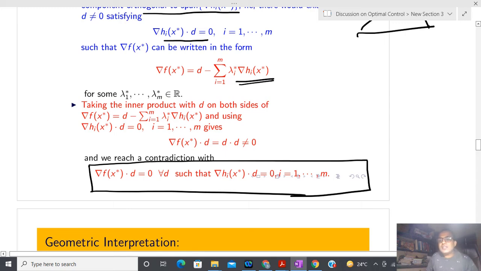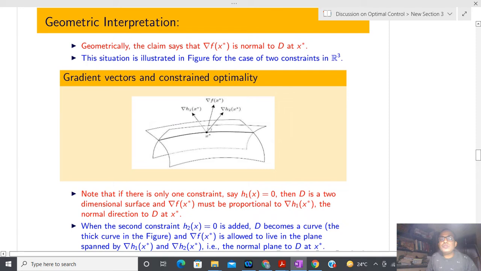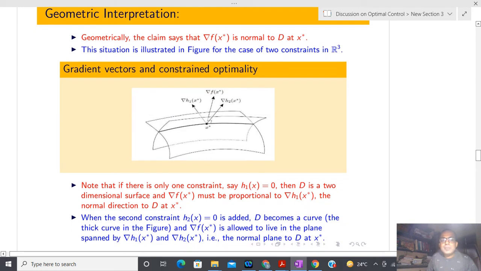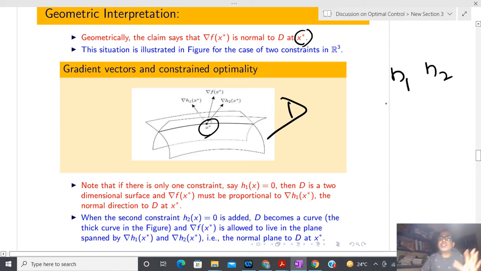Once this result is proved, let us come to the geometrical interpretation. Suppose I have some curve f(x), and some region D, and I have found x star in this region. Suppose this is the region D. For simplicity, I am going to assume that I have just two constraints: one constraint is h1 and another constraint is h2.